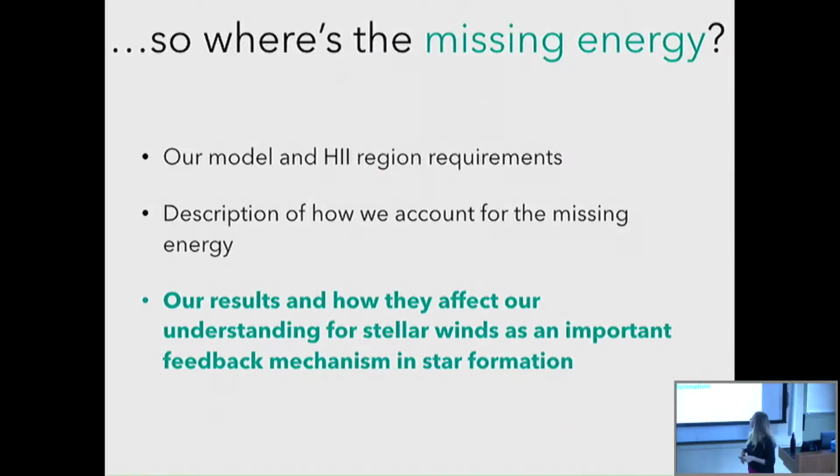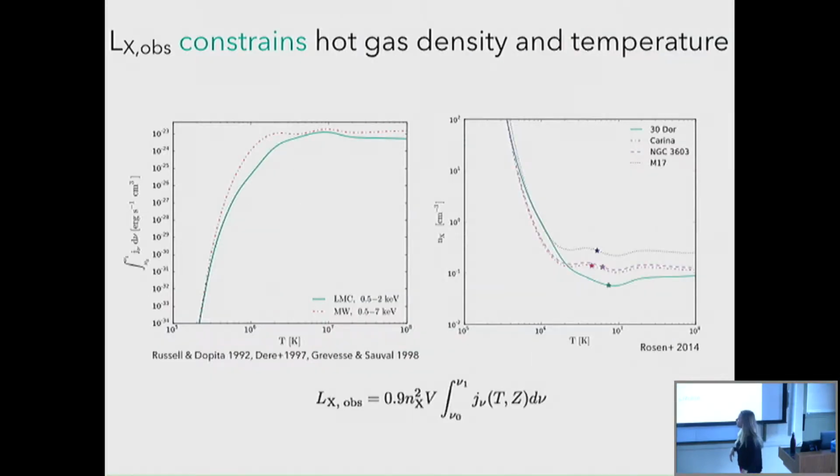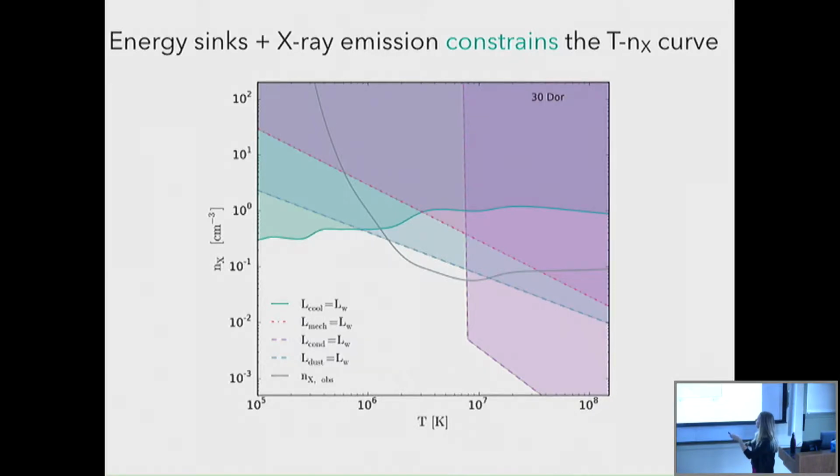Now, from the X-ray emission, we can actually constrain what the number density is. So taking the emissivity of the hot gas as a function of temperature, we can take the observed luminosity and infer what the number density is as a function of temperature. And that's what I'm showing here. This just shows what the number densities are as a function of temperature for the different H2 regions. And then we can overlay that on the plot here. So basically, we have to lie somewhere on here to be able to explain where the energy is.